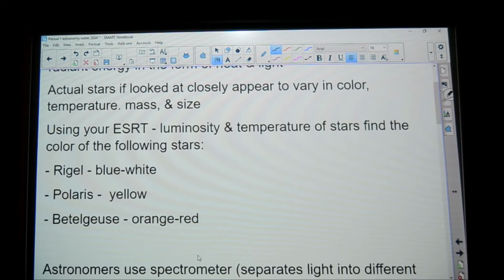The brighter the star, or the more luminosity, the quicker that star is going through its energy. It's burning up its energy. It takes a lot of energy to give off that light.